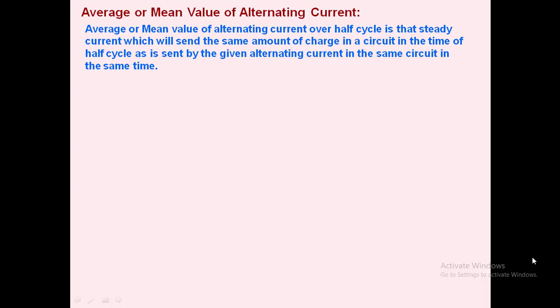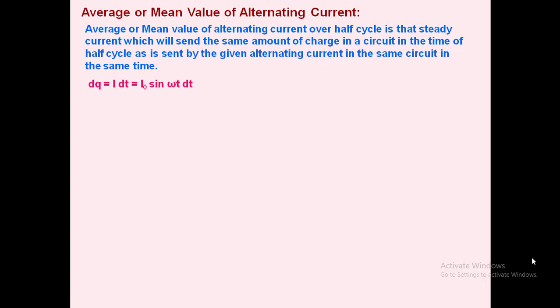Now how are we going to calculate the mean value or average value of alternating current? According to the definition, if you take a half cycle, in that half cycle, the amount of charge a steady current will send, the same amount of charge is also sent by alternating current in the same circuit in the same time. Hope you understood.